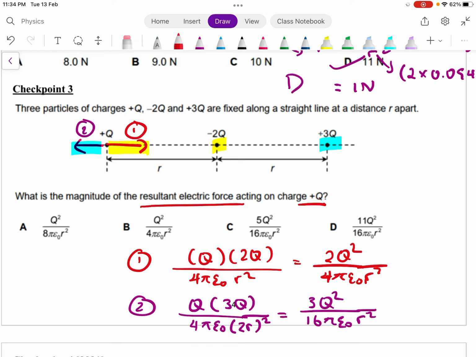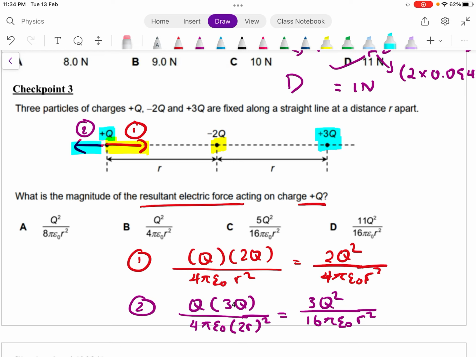First, if you look at the positive q charge, you will experience one attractive and one repulsive force. What is the attractive force? It is highlighted by the yellow highlighter. The negative 2q will attract the positive q, and this results in the first force. What about the repulsive force? It is caused by the positive 3q: this is positive 3q, this is positive q, which means they repel one another. Let's call this force number 2.